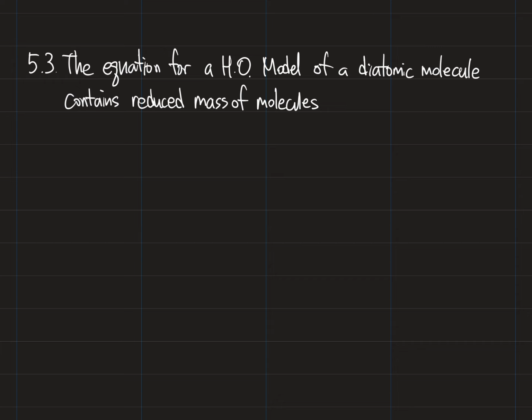Okay, section 5.3: the equation for a harmonic oscillator model for a diatomic molecule contains the reduced mass of molecules. So three important keywords: the harmonic oscillator model. And we can apply the harmonic oscillator model to a diatomic molecule case, which means a molecule containing 2 atoms. And that governing equation contains the reduced mass.